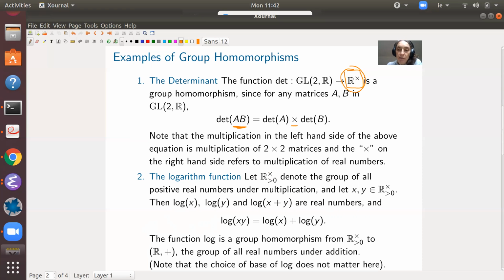Okay, we can give ourselves a pair of numbers, x and y, positive real numbers, so elements of this group. Their composition in this group is their ordinary product as real numbers.